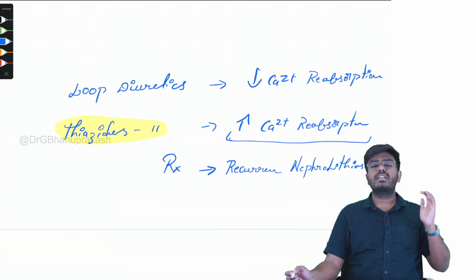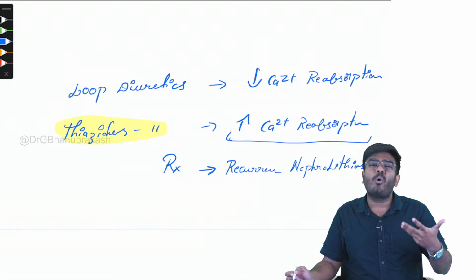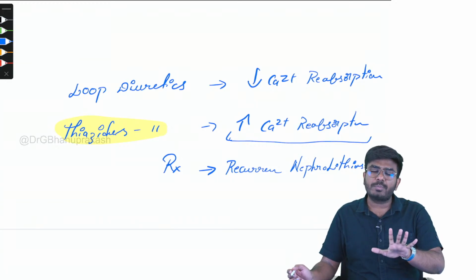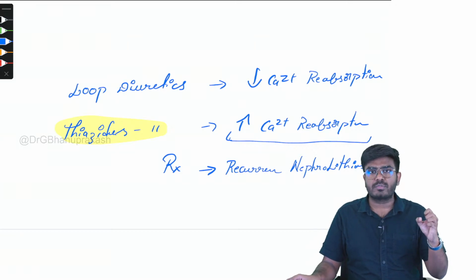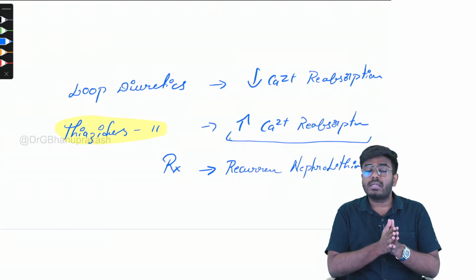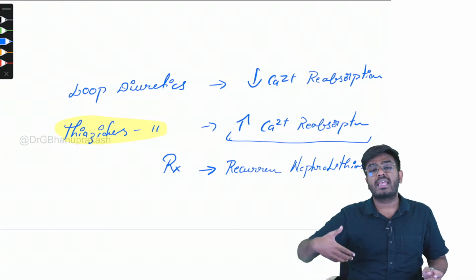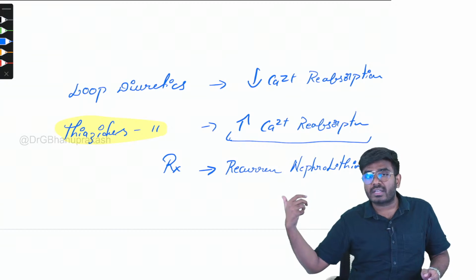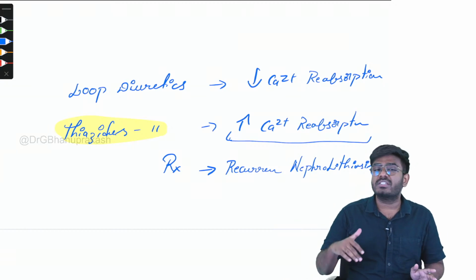Yes, even bone weakness, whenever you use thiazide diuretics. Theoretically speaking, thiazide diuretics will increase the calcium reabsorption. You might be thinking, sir, conceptually, thiazide diuretics will increase the calcium reabsorption. This calcium will go back into the blood, and this calcium can be used for bone formation. So theoretically we can say that, but the practical implication is absolutely different.